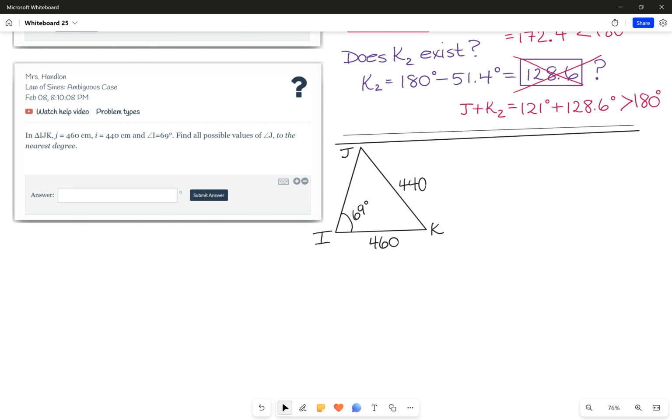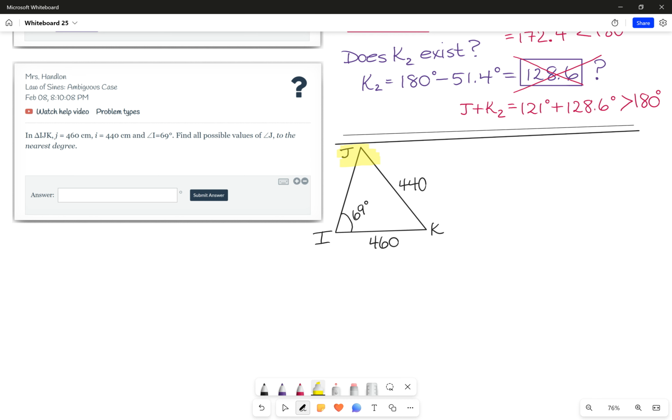So j and I have been given to us. Notice that little j is across from angle J. Let's highlight here so you can see what I'm saying. Little j is across from angle J. Then lowercase i is 440, and it has to be across from angle I, 69, and the 69 was given to you. They are asking us to find all possible angles for J.